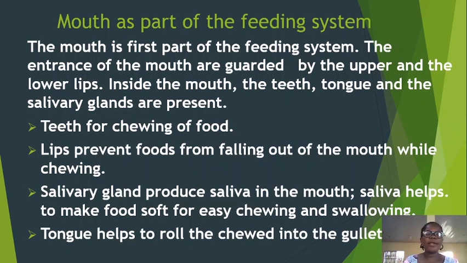The salivary glands produce saliva in the mouth, which helps to make the food soft for easy chewing and swallowing. Now the tongue helps to roll the chewed food into the gullet, as it's moving from the mouth and going through the gullet.